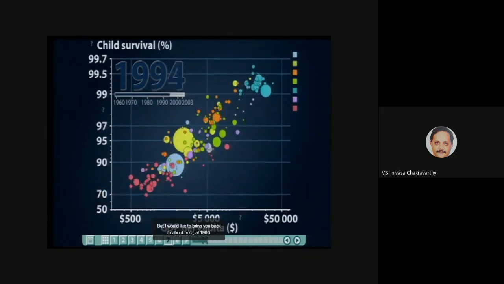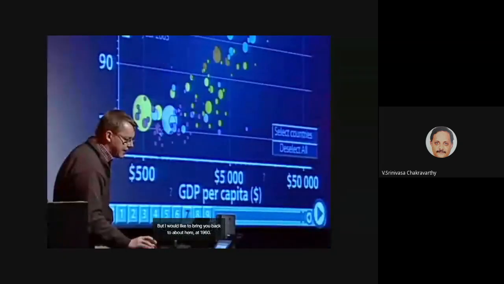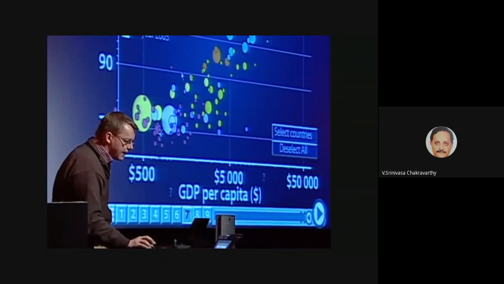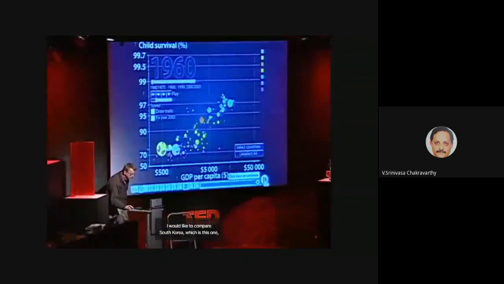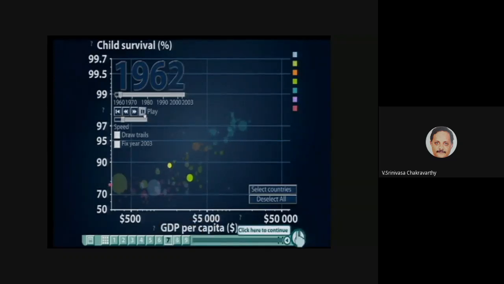But I would like to bring you back to about here at 1960. And I would like to compare South Korea, which is this one, with Brazil, which is this one. The label went away for me here. And I would like to compare Uganda, which is there. And I can run it forward like this.